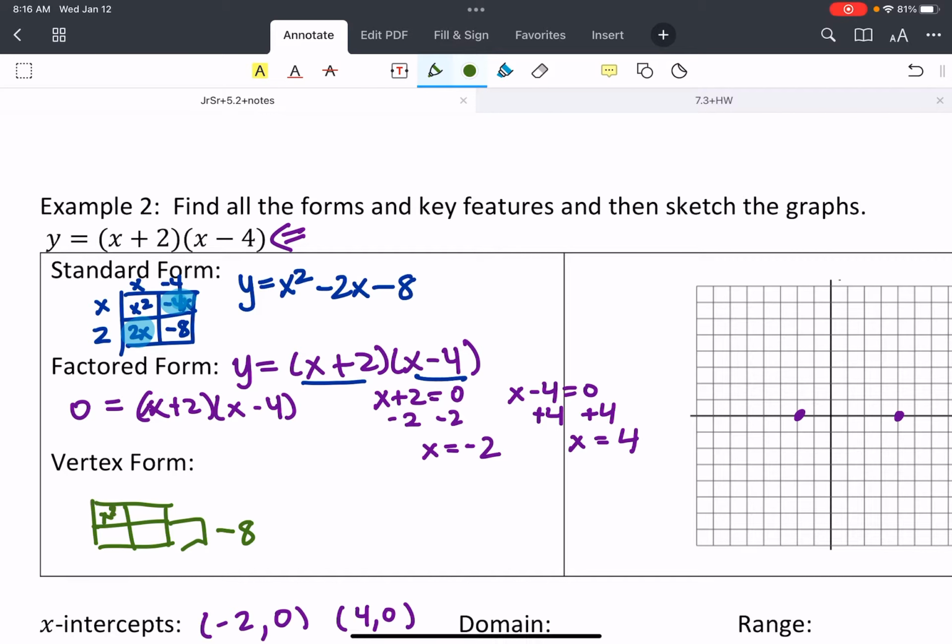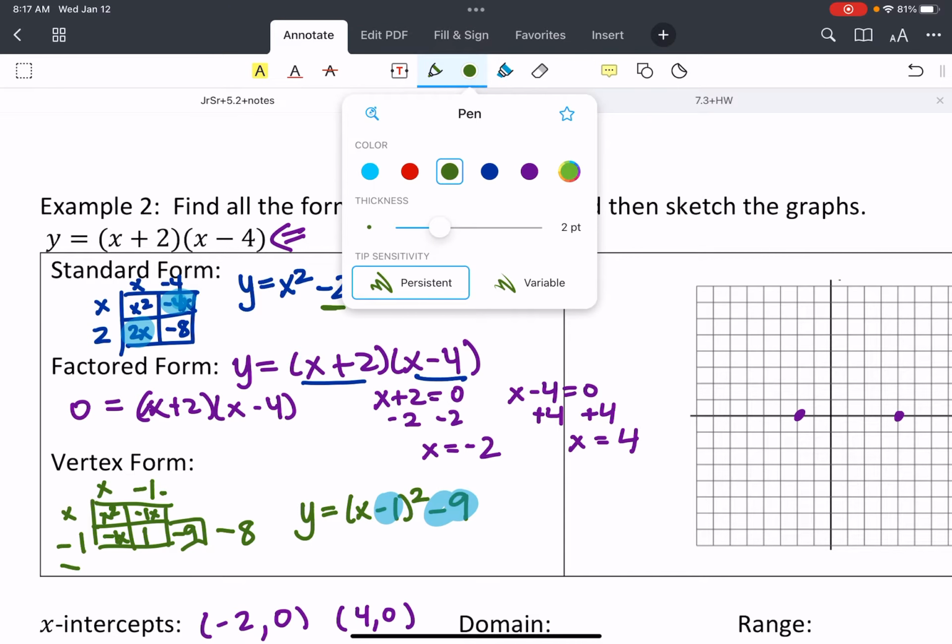Then our x squared goes here, and then we're going to do half of negative 2, which is negative 1. So then I get negative 1x and negative 1x, and then negative 1 times negative 1 is 1. And to get to negative 8, I need to do minus 9. So then it becomes y equals x minus 1 squared minus 9. And then remember, here is our h, and here is our k, and our h changes signs.